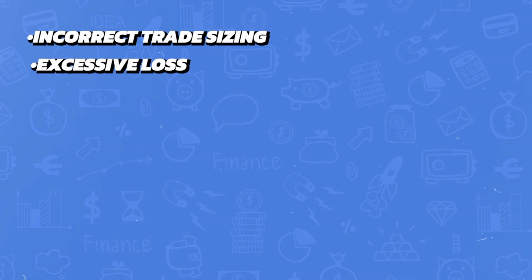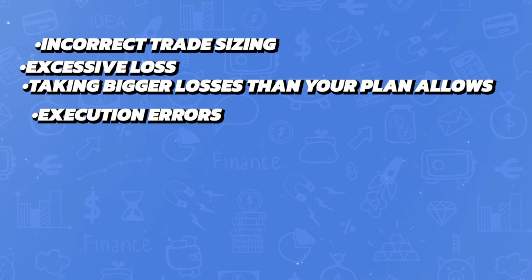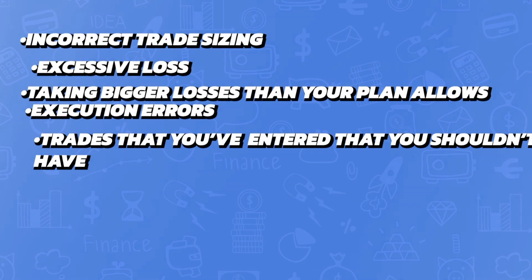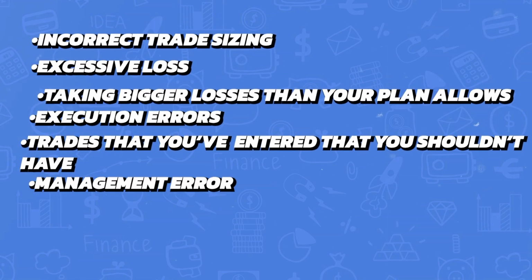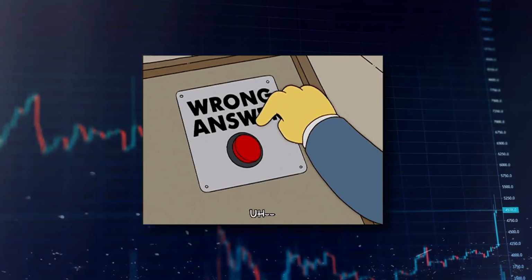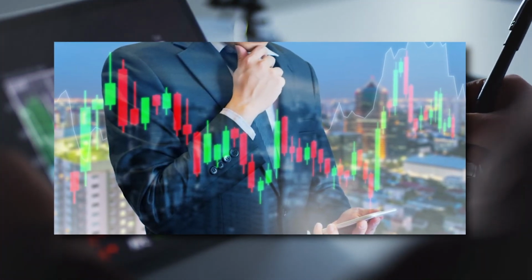I'm going to cover incorrect trade sizing, excessive loss, taking bigger losses than your plan allows, execution errors, trades that you've entered that you shouldn't have, or trades that you missed that you shouldn't have, and management error, which is managing your trades incorrectly. And if you have a system to improve all these 4 things, you will become a better trader, and I'm going to show you how to do that now.